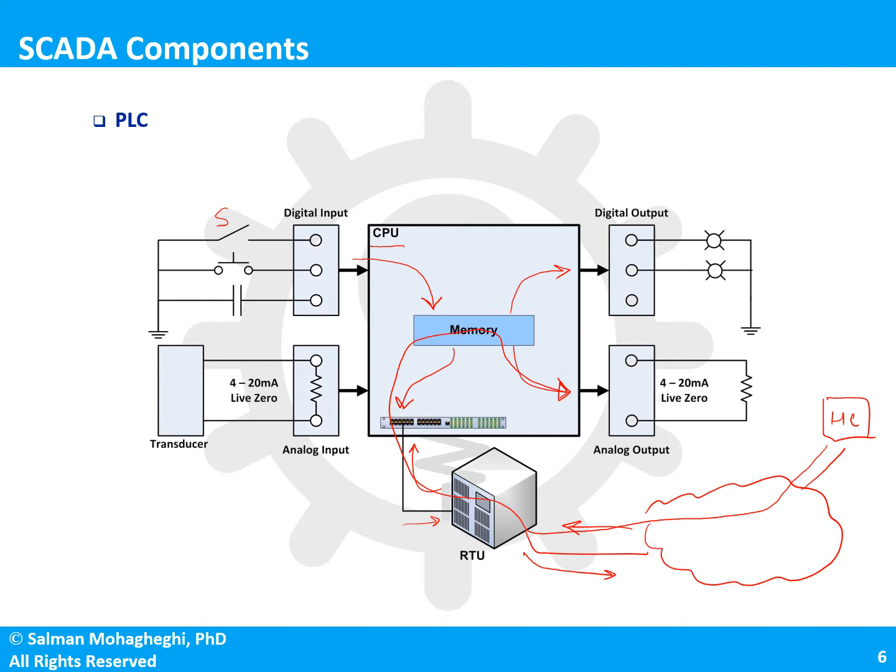So these inputs would be essentially the sensing capability for the PLC, and the outputs are the actuation capabilities of the PLC. You also notice here in this diagram that for analog input and output, I'm using the notation of 4 to 20 milliamp live 0. This means that let's say your analog output changes between 0 volts and 5 volts. You code 0 volts as 4 milliamps and 5 volts as 20 milliamps.